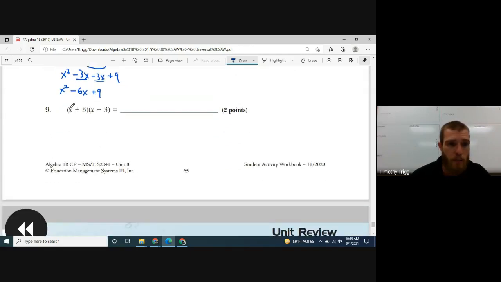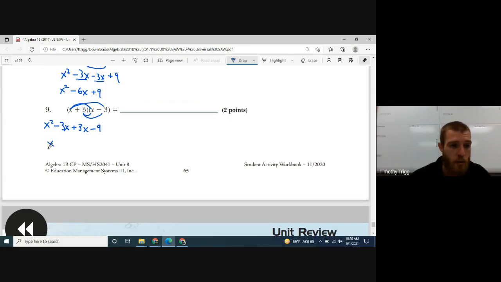Last one, number 9. X times x, x times negative 3. So x times x, again, that's x squared. Hopefully you know that by now. X times negative 3 is negative 3x. Then multiply this 3 times both these. So 3 times x and 3 times negative 3. So 3 times x is 3x. And 3 times negative 3, so that's a positive times a negative, that's negative 9.